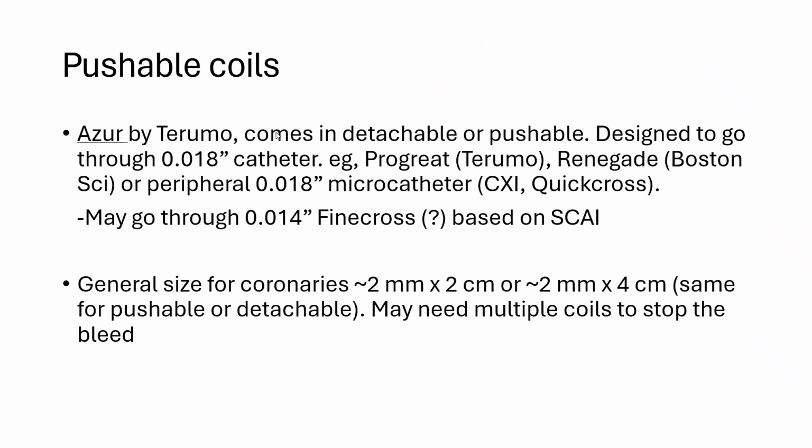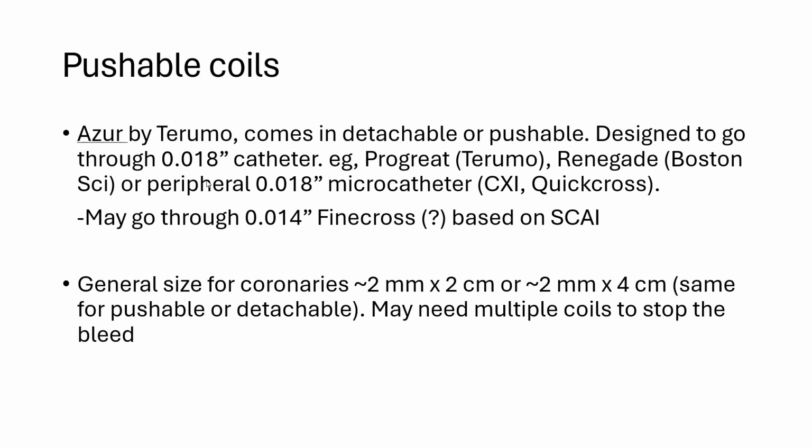I will explain a little bit the pushable coils, then I will explain the detachable coils. A pushable coil, for illustration, I will use Azur coils by Terumo. Azur comes in detachable or pushable. It is designed to go through a 0.018 inch catheter, for example, Progreat catheter, Renegade catheter, or any peripheral 0.018 inch microcatheter that your vascular or radiology colleagues use in peripheral interventions, such as CXI or Quick-Cross 0.018 inch catheter.